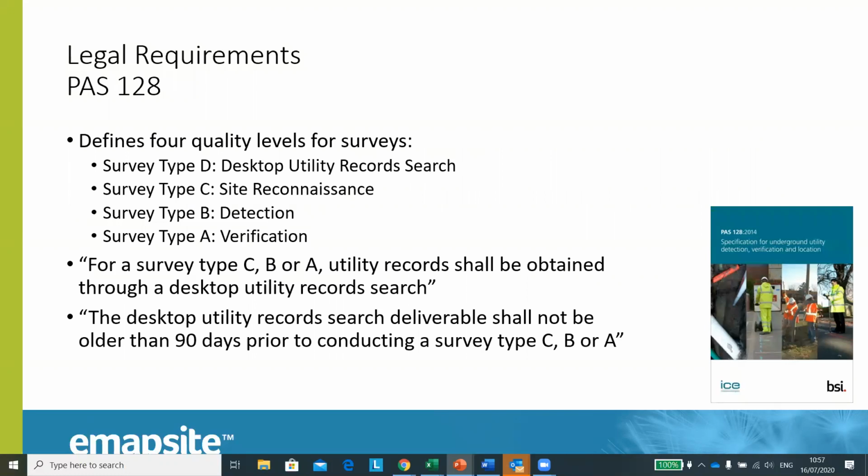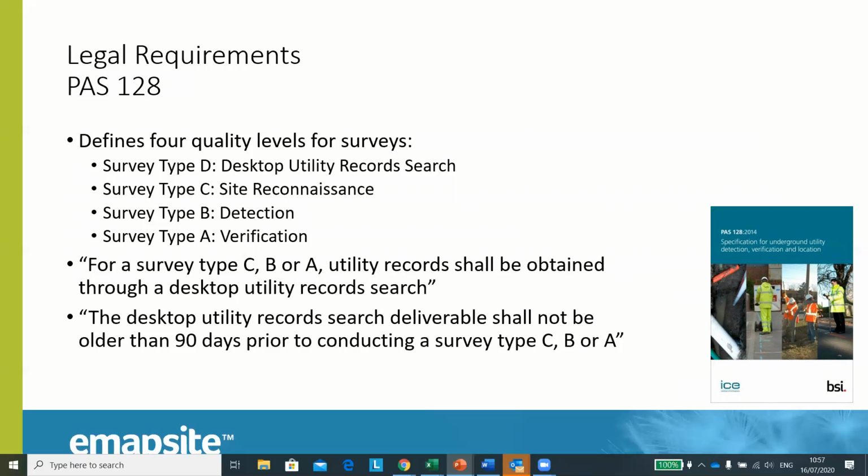It has been widely adopted by the surveying industry and is regarded as the primary standard in this area. And the standard defines 4 quality levels of below ground surveying. The first of which is level D, your desktop utility record search. It goes D, C, B, A.